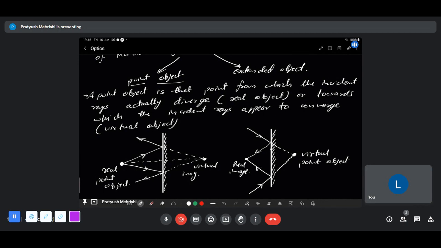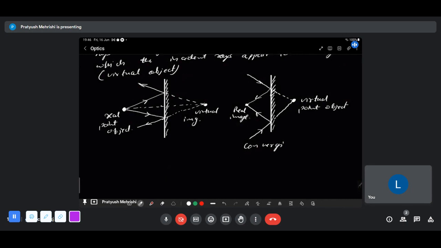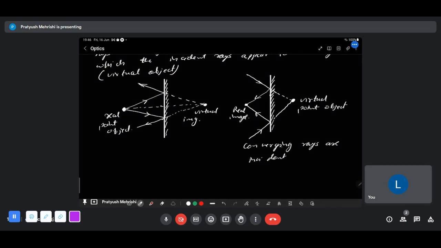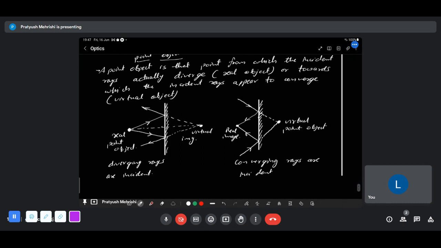Here, what is happening? Diverging rays are incident, and here, what is happening? Converging rays are incident. Here converging rays are incident. And here diverging rays are incident. Got it now? This is the meaning of virtual object and real object. So this was all about the object.